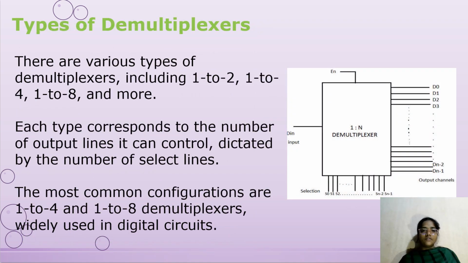These are the types of demultiplexers. There are various types of demultiplexers, including 1 to 2 demultiplexer, 1 to 4 demultiplexer, 1 to 8 demultiplexer and more. Each type corresponds to the number of output lines it can control, dictated by the number of select lines. The most common configurations are 1 to 4 and 1 to 8 demultiplexers, widely used in digital circuits. Here is the 1 to n demultiplexer diagram. Here we can observe how demultiplexers work in a digital circuit.